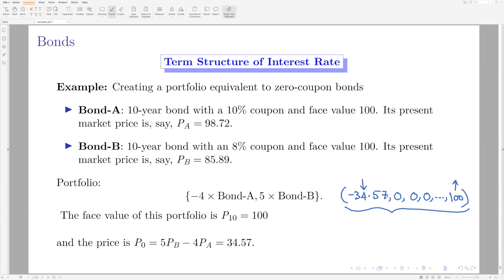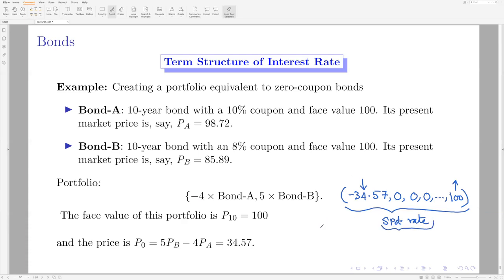Now, what is the interest that you got? The interest that you got is the spot rate. Why do we call it spot rate? Because we have constructed our portfolio as a zero coupon portfolio. Therefore, by definition, the yield I will call the spot rate.